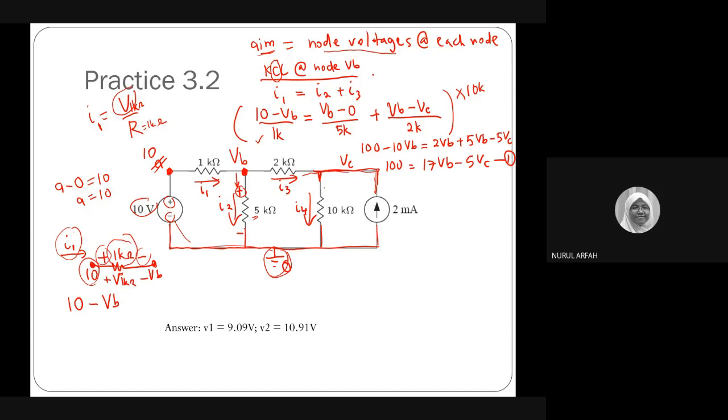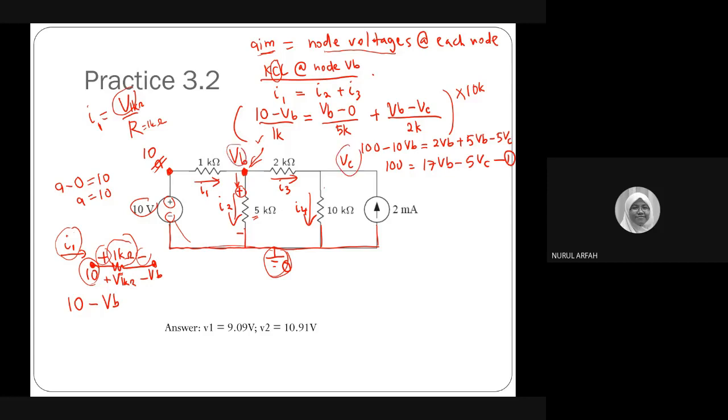Okay, number 2. This is the first part. Second is this one. Only focus on the node with no value, which is the VB and VC.